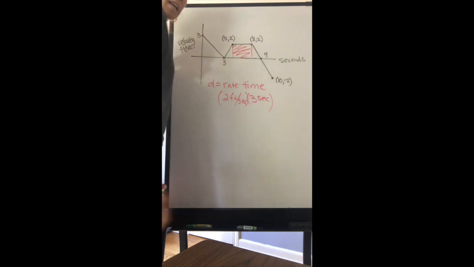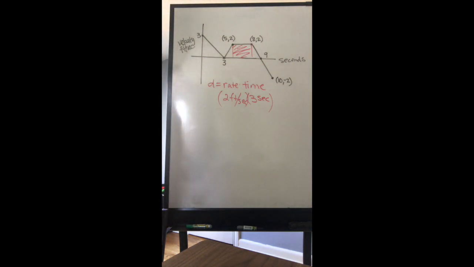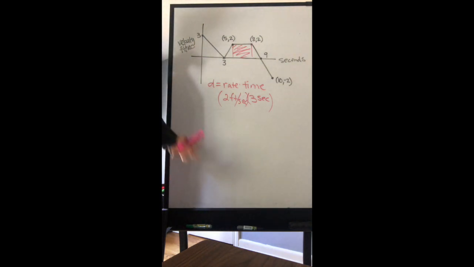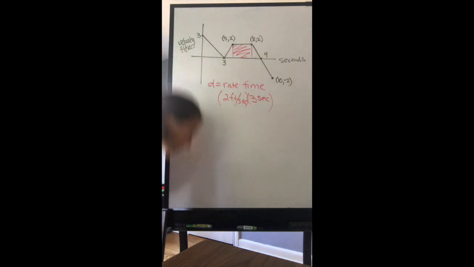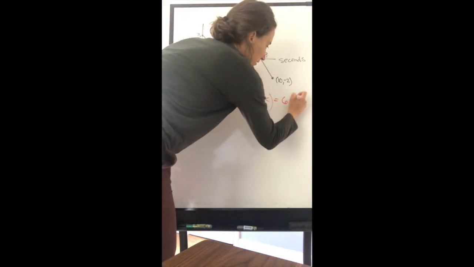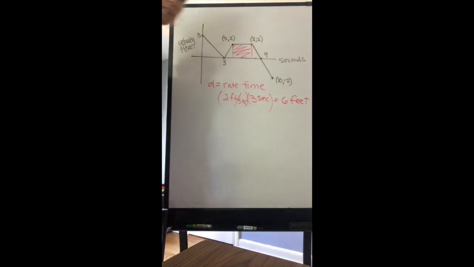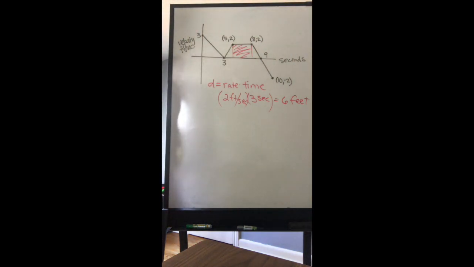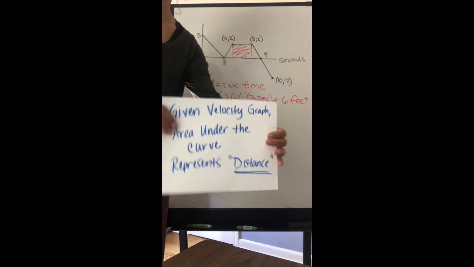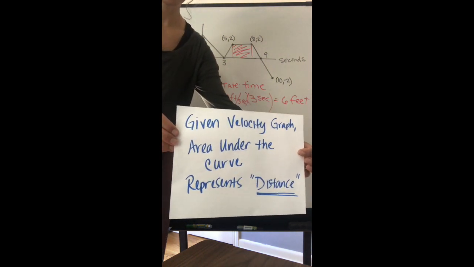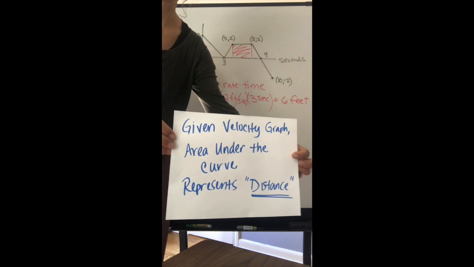So if we were just hanging out in the front yard watching her go for those 3 seconds, and I said, oh wow, she's traveling 2 feet per second for 3 seconds, how far did she make it during that time? Well, I'm going to do 2 times 3. She went 6 feet in those 3 seconds. And this is the idea of calculus. Given a velocity curve, the area under that curve represents your distance traveled.